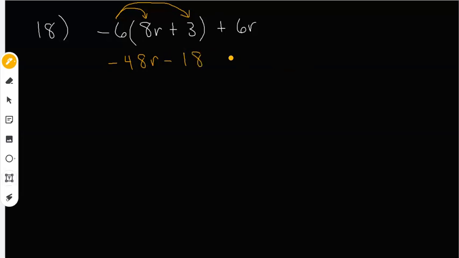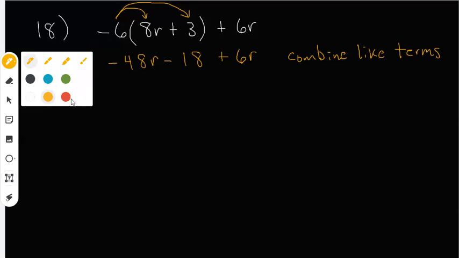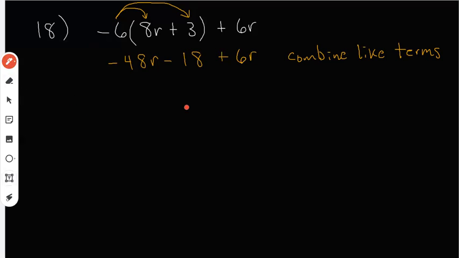So that's the distributive property. I do that first. And then I notice I have a plus 6r over here, so I'm just going to bring that down. Now I'm ready to combine like terms. Which terms are going to be like terms? I'll underline them in red so you can see them. Notice that 6r ends with a variable and -48r ends with a variable, so I'm going to put those two terms together.